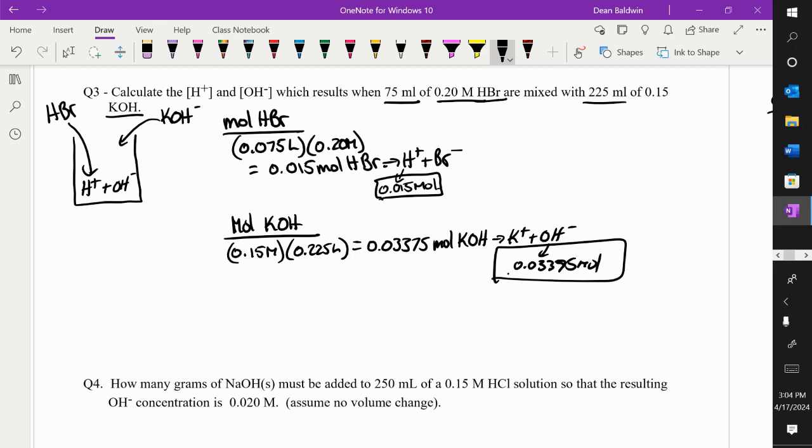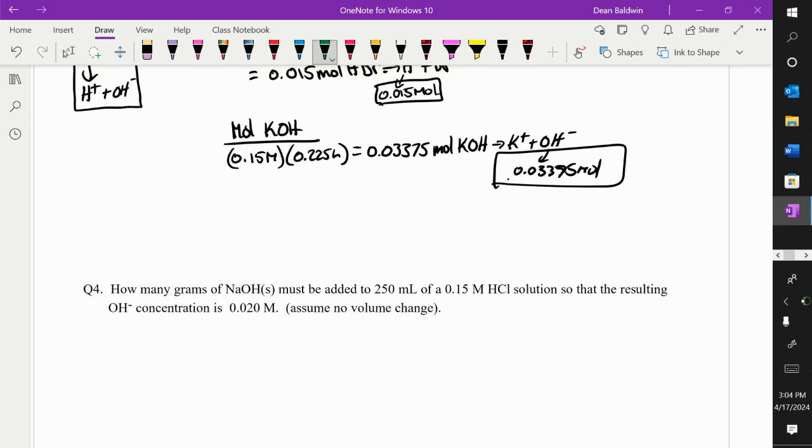So what do we do now? What's going to happen? They're going to neutralize, right? If we have excess OH minus, there's going to be a bunch of that left over. So we subtract these two, because it's a one-to-one relationship. For every mole of H plus, you need one mole of OH minus to neutralize it.